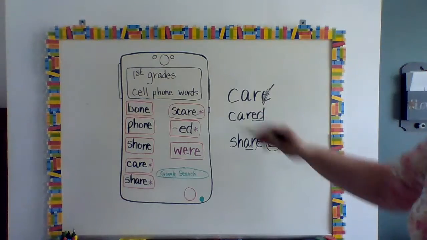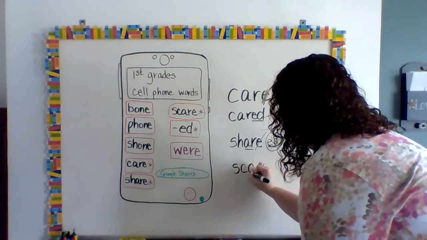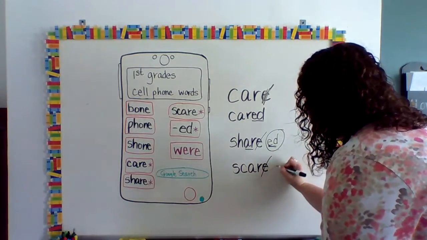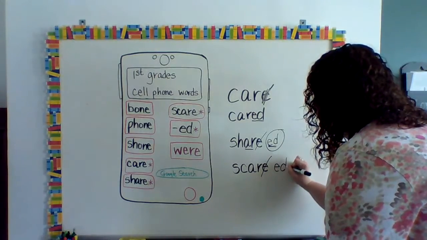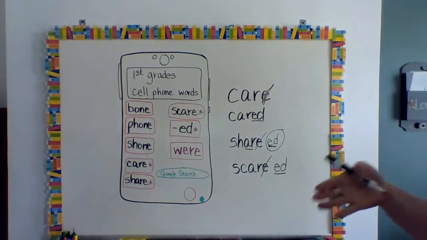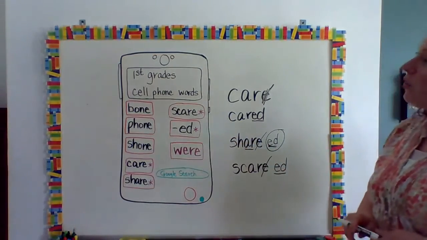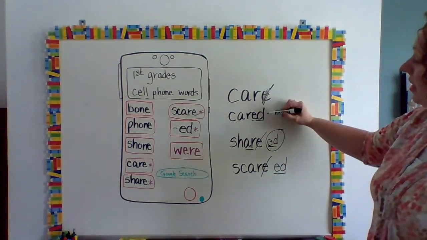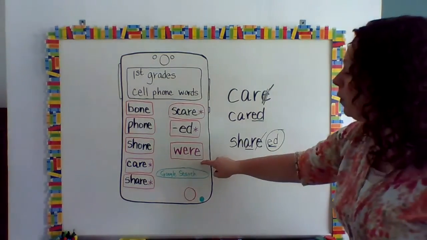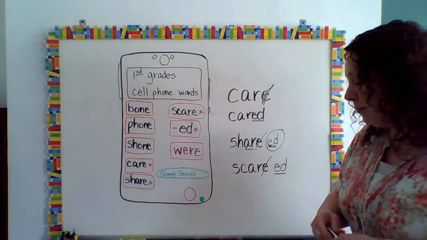And then we're going to do the same thing with scare. So we have the word scare. Bossy R again. We have to say goodbye to the E and then add the suffix ed because these go together. So then our third word family is actually these three words with the ed added. So we have cared, shared, and scared. And then your memory word is were. There's really no tricks for that one. That one you just have to remember.